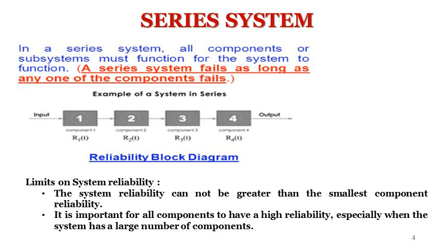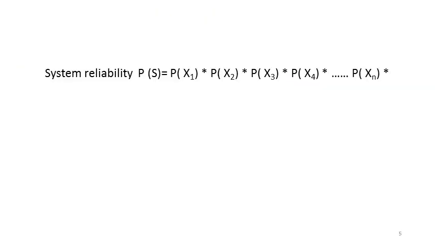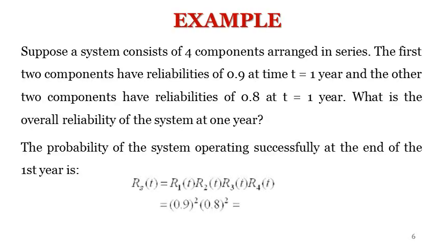Consider this example. If components 1, 2, 3, 4 have individual reliabilities of R1, R2, R3 and R4, the system reliability will be the multiplication of R1, R2, R3 and R4. The system reliability will be R1 into R2 into R3 into R4. That will be the system reliability when the components are connected in series.